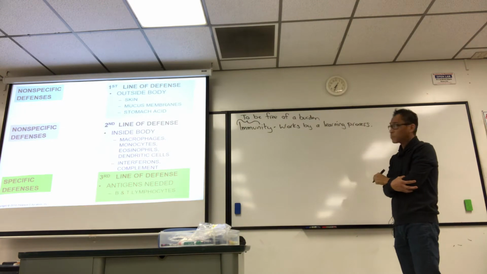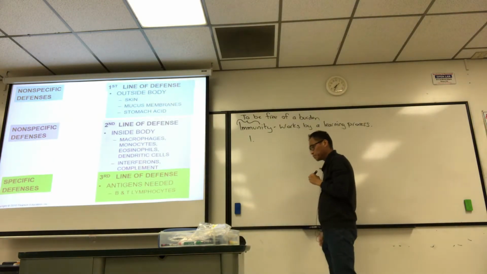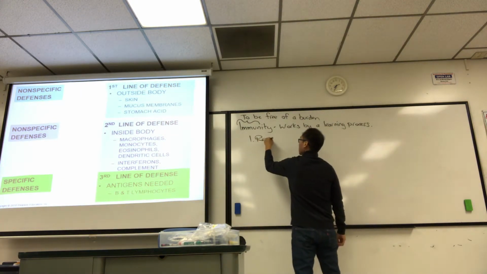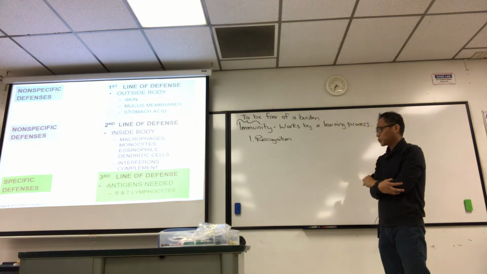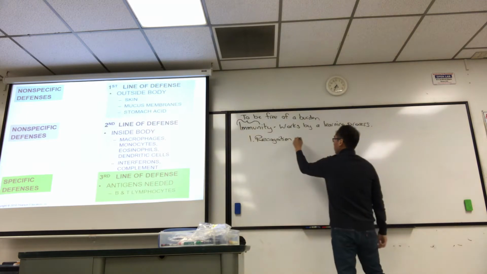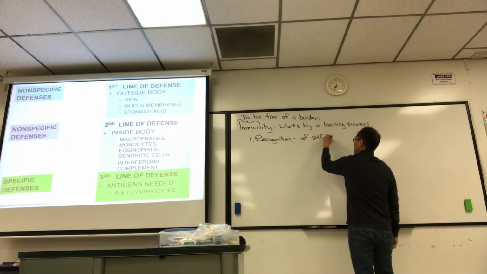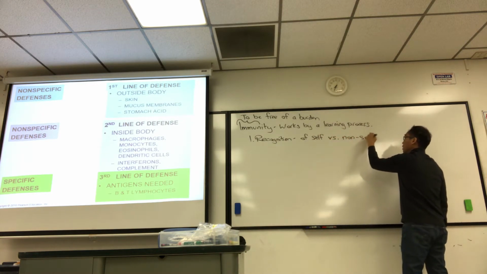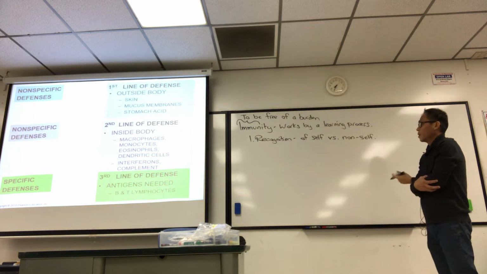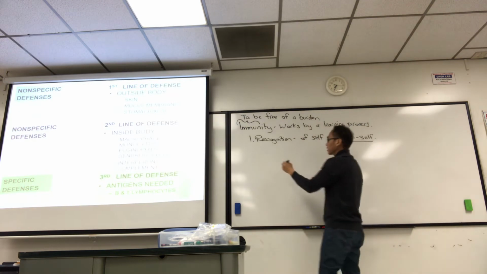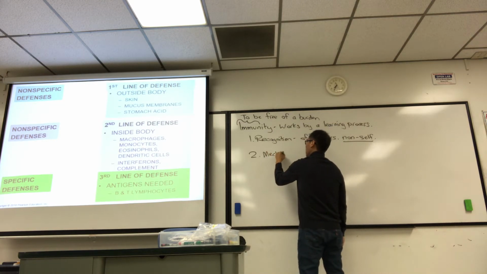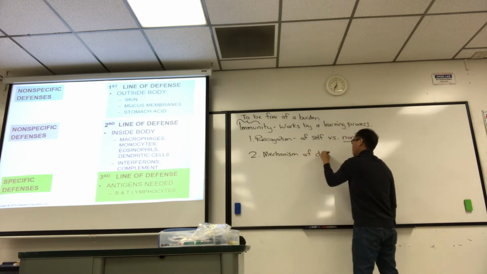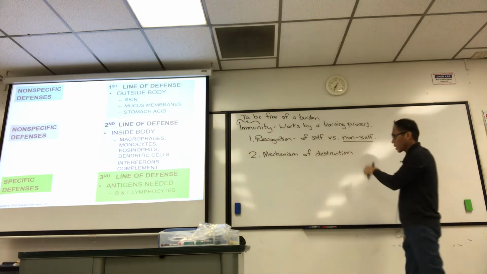That learning process is a two-step process. The first thing you've got to do is recognition. The recognition process is, like I mentioned earlier in the lymphatics lecture, that the white blood cells have to be able to recognize self versus non-self. Can't do that, you're non-functional. But once you can recognize something that's non-self, then secondly you have to follow up. You have to have some mechanism of destruction. So recognize and then destroy.